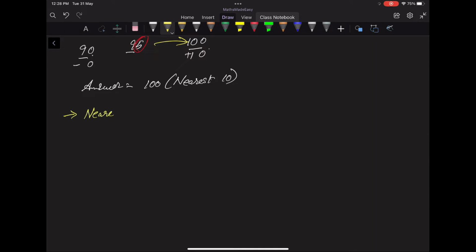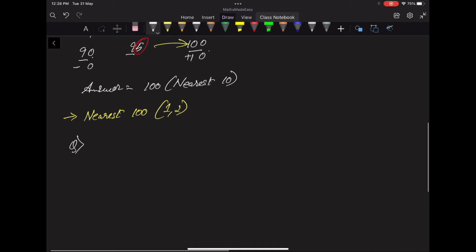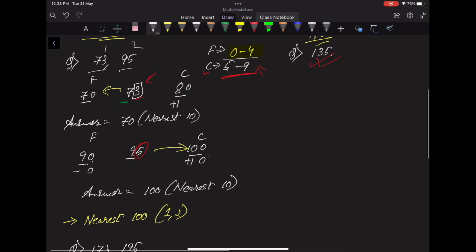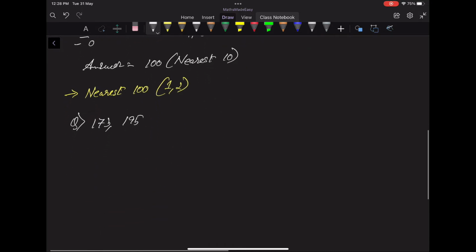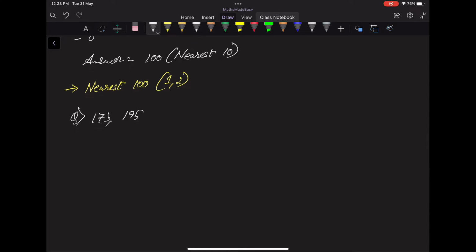We are now heading into nearest 100. Here we'll be again implementing both the processes 1 and 2. Let me take some examples, like 173 and 195. Okay, similar examples to this, but we are just going to be adding one extra 1. Okay, how do we do this?